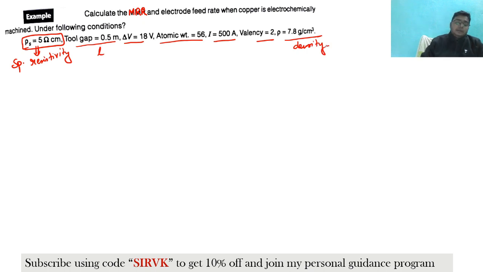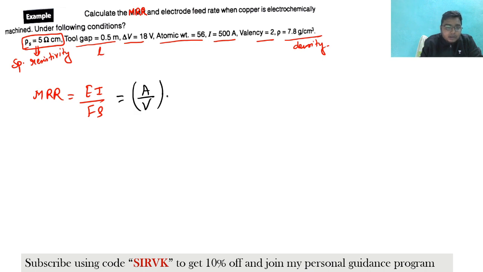So how can you find the MRR? First of all, you need to find the MRR. The formula to find the MRR is EI by F rho. So basically, what is the E? E is replaced by A by V into I by F rho. Now you can write MRR. What is the A? A is given as 56. Put it here, 56. What is the current? Current is 500. And what is the valency? Valency is given as 2.